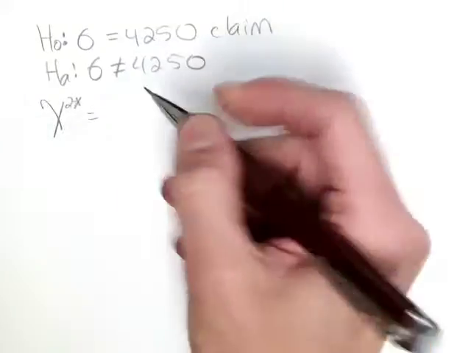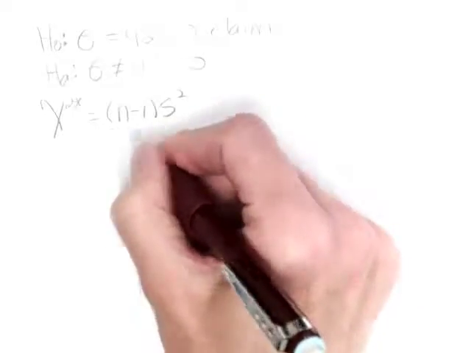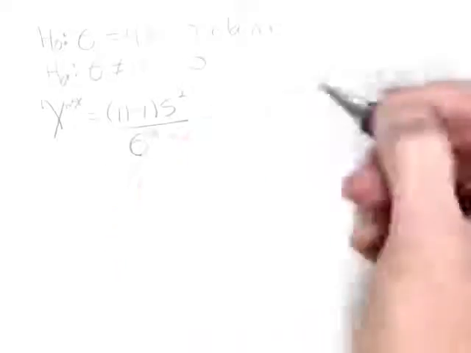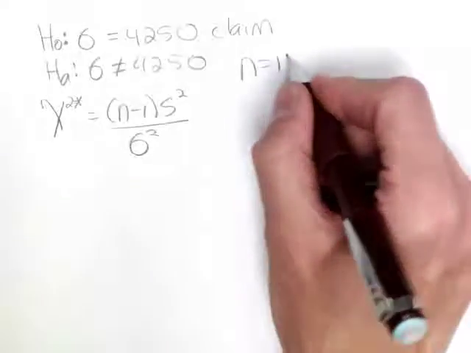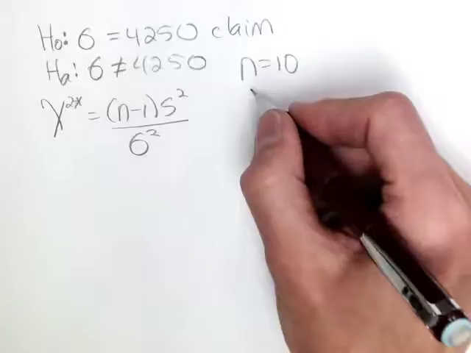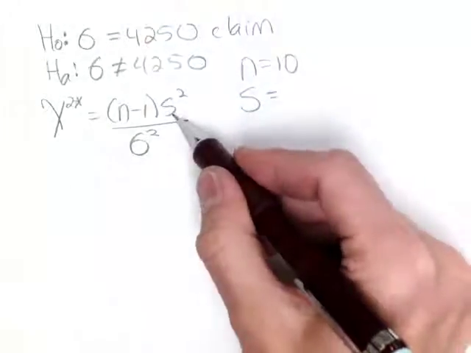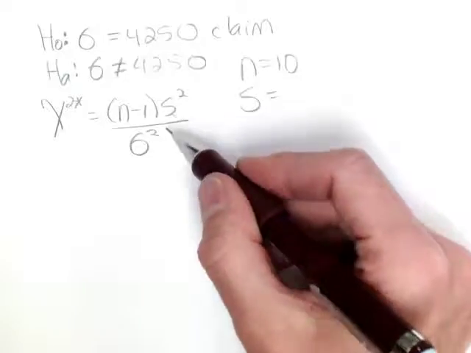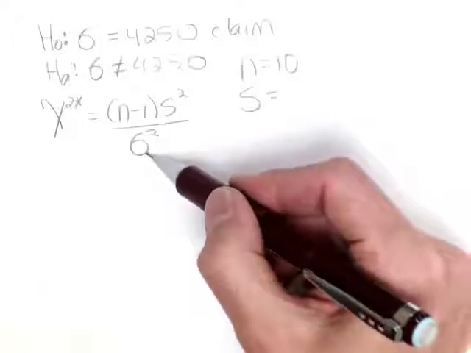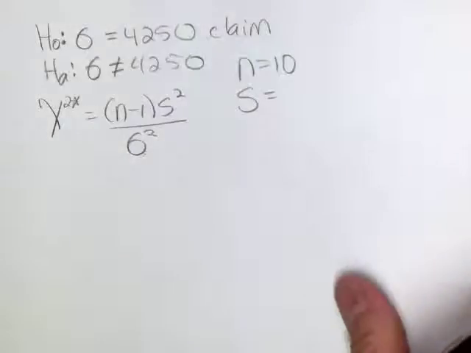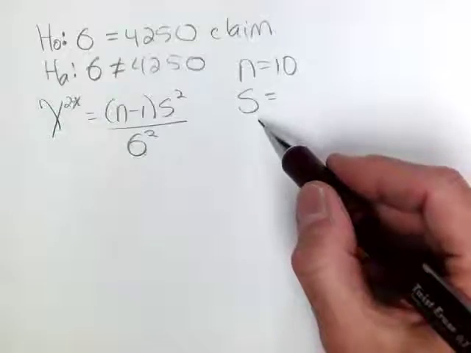Remember, the formula is n minus 1 times s squared over sigma squared. Okay, so in this problem, n is equal to 10. We're going to need the sample standard deviation. When we input it, we'll go ahead and square it. And we're given sigma from the problem, but when we put it in there, we're going to have to square that also. Now, in this problem, we aren't given the summary data. Okay, we're just given the raw scores.